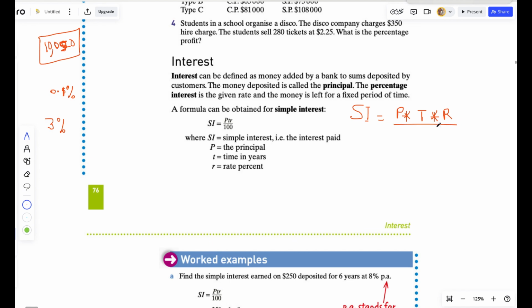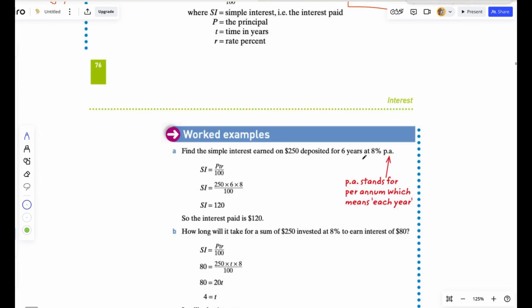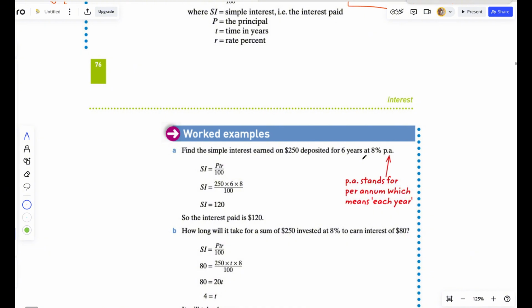The rate is always expressed in percentage. That's why we say over 100. Any rate is expressed in percentage, so that's why we put over 100. You'll be wondering why there is over 100 in the formula. Because the rate is a percent. That's what it's about. So this is the formula for calculating simple interest.